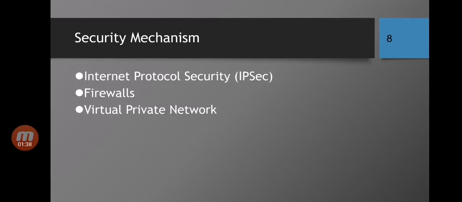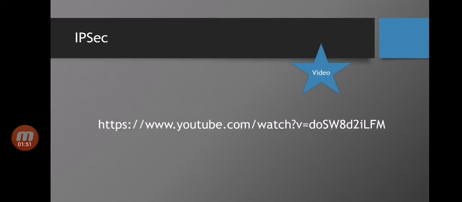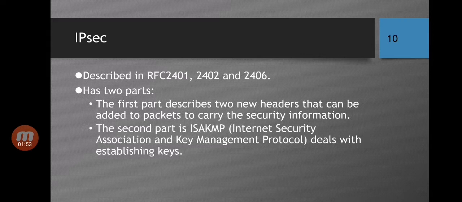To prevent all these problems, we have security mechanisms, which is the Internet Protocol Security. We implement firewalls and also virtual private network. IP security is described in RFC standard, and it has two parts. The first part describes two new headers that can be added to packets to carry the security information, and the second part is Internet Security Association and Key Management Protocol, which deals with establishing keys.